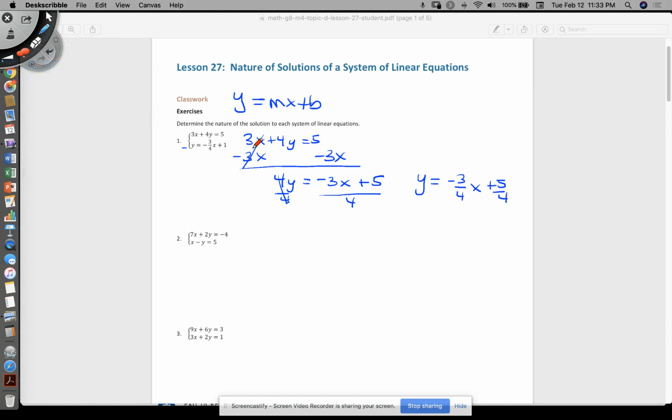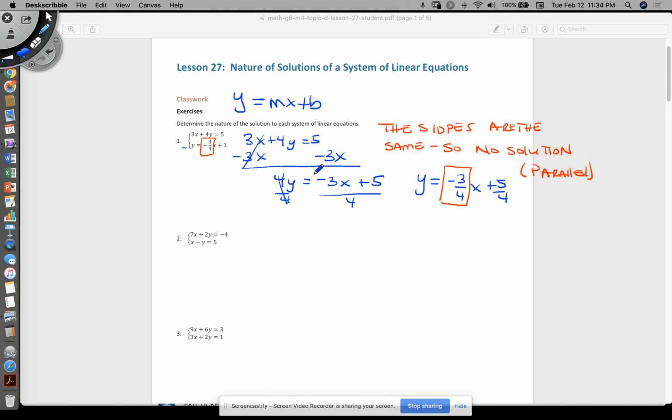All right, so what we're looking at here are the slopes. I have negative 3/4 here, and over here I have negative 3/4. So since I have the same slope, then we know that there is no solution and that they are parallel. So that's what we're going to write. The slopes are the same. So no solution. And we're just going to put in parentheses here, parallel. All right, let's try the next one.